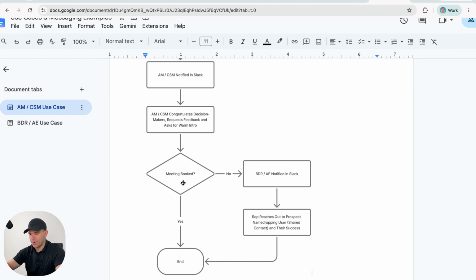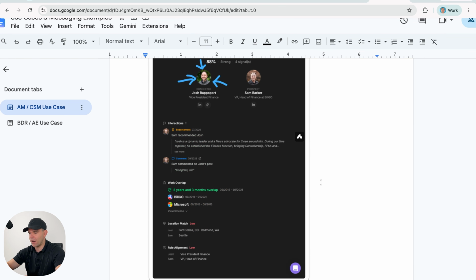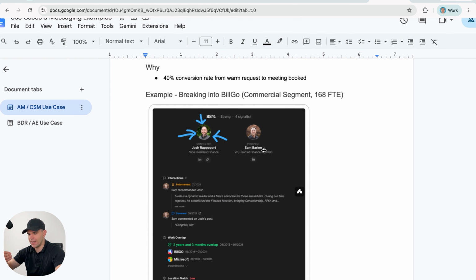Now, if we booked a meeting, great, we can finish. If we didn't book a meeting, we can actually notify the BDR or AE in Slack, and they can then go and reach out to Sam directly, name dropping that we work with Josh, we helped him get these sorts of results, and how they currently manage procurement over at BillGo. Now, because he's a finance persona, it's going to be more about visibility into software spend. It's going to be about controlling software spend, very much a financial point of view.